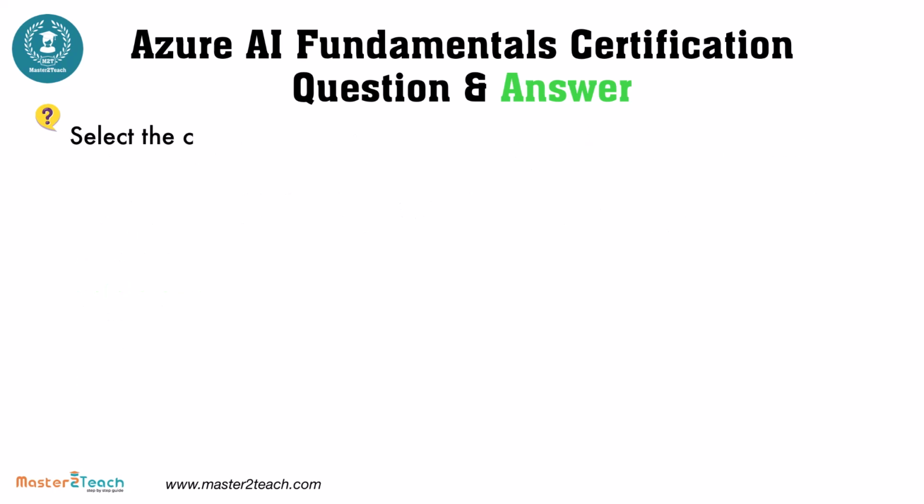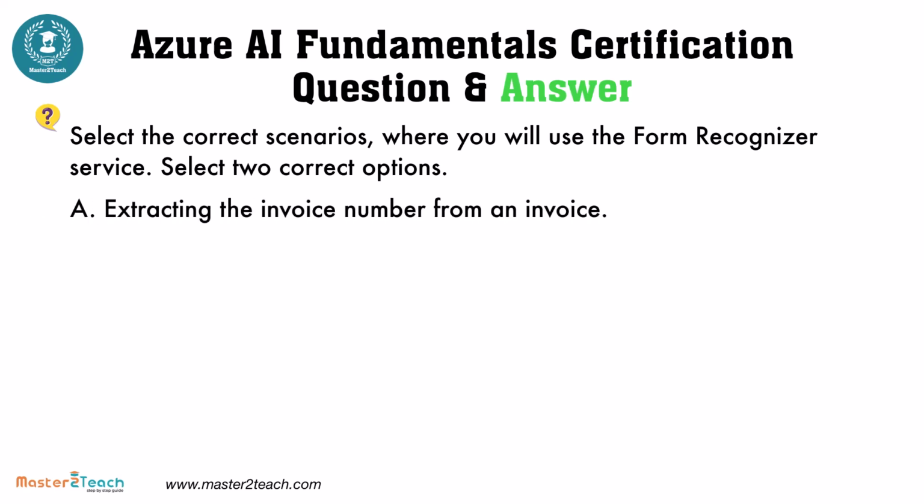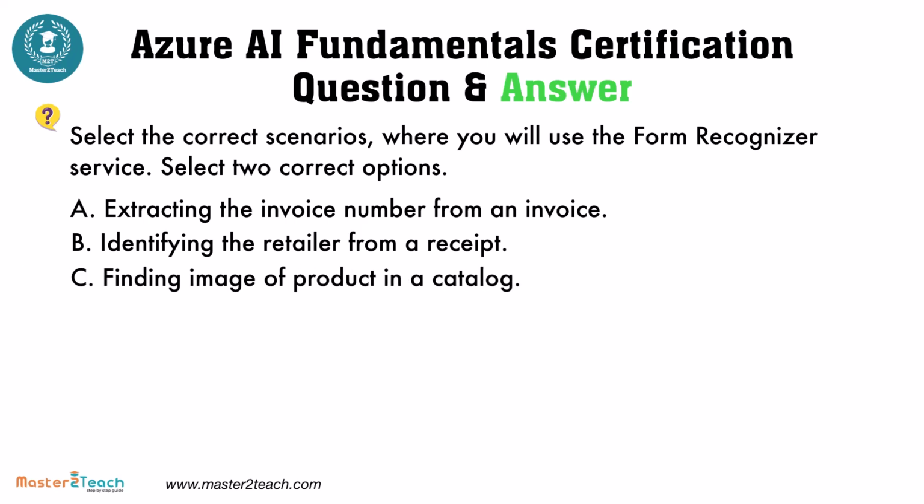Select the correct scenarios where you will use the form recognizer service. Select two correct options. The options are A. Extracting the invoice number from an invoice, B. Identifying the retailer from a receipt, C. Finding image of product in a catalog, D. Translate a form from French to English.